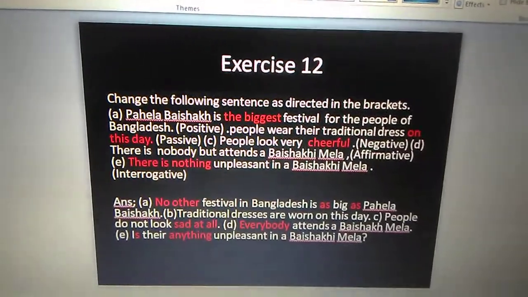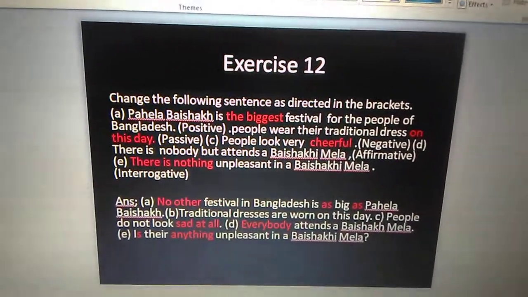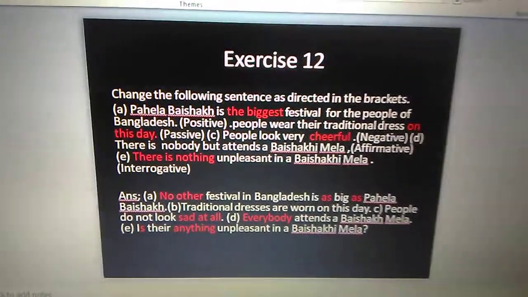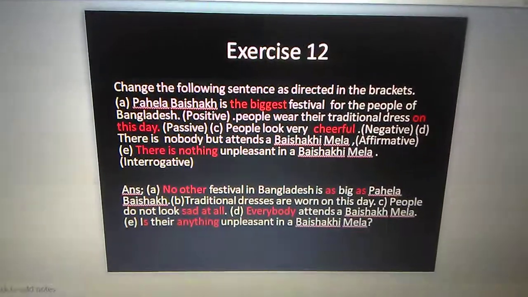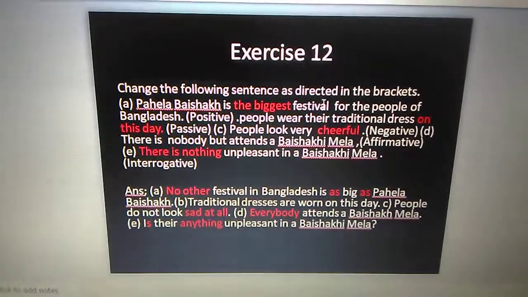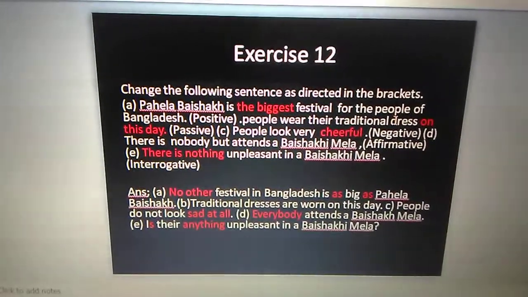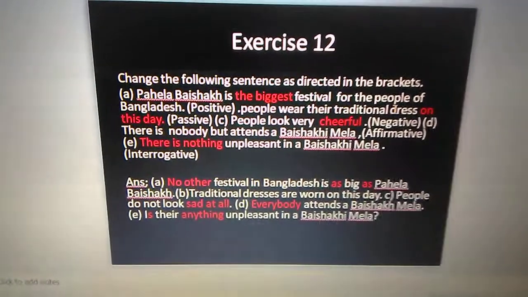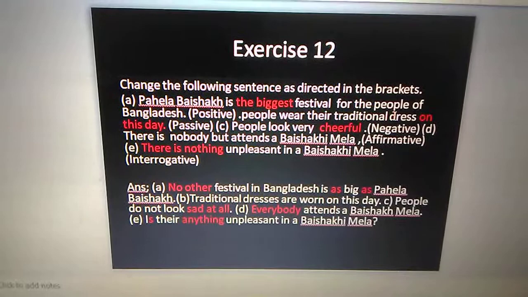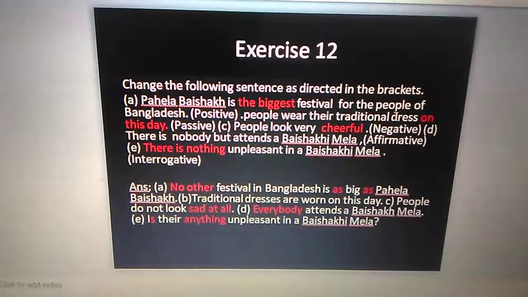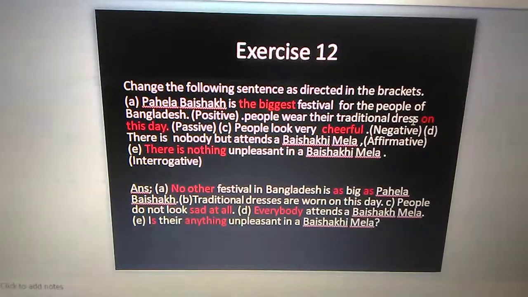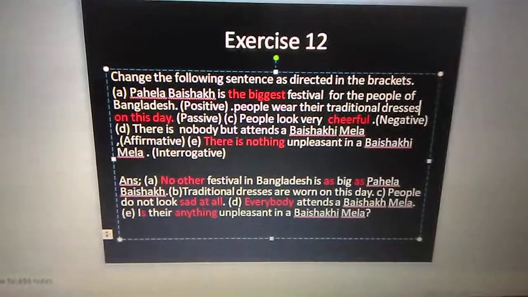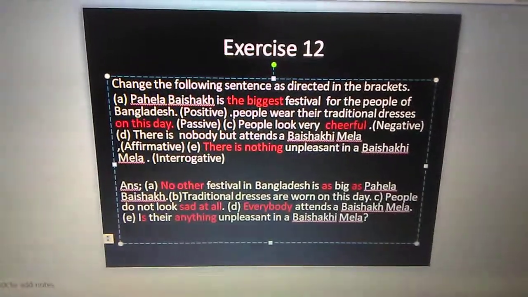When you are changing passive, you try to identify the subject and the object and try to forget the other things, because no need to change the adverb or anything else. You just have to copy it after changing. So you go for the subject. Subject is here people, and object is traditional dress. The tense is present tense. Traditional dresses are worn by people.